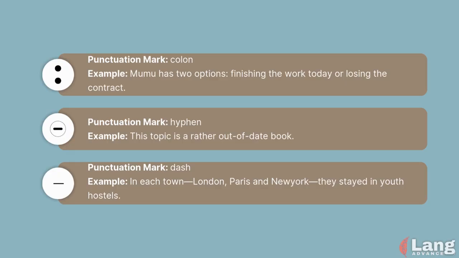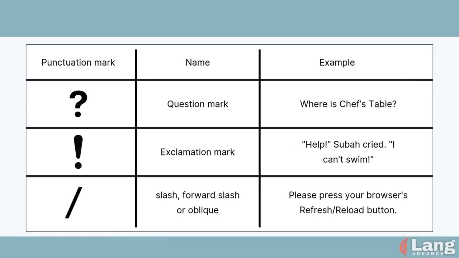Punctuation mark, dash. Example. In each town, London, Paris, and New York, they stayed in youth hostels. Punctuation mark, question mark. Where's chef's table? Punctuation mark, exclamation mark. Help! Subah cried. I can't swim. Slash, forward slash, or oblique.